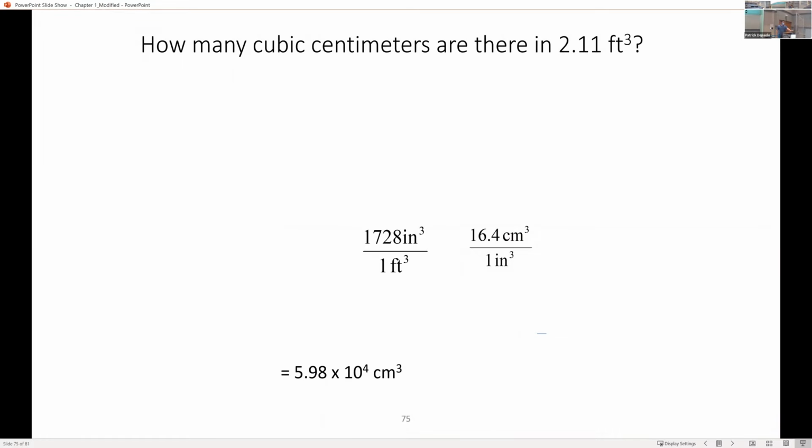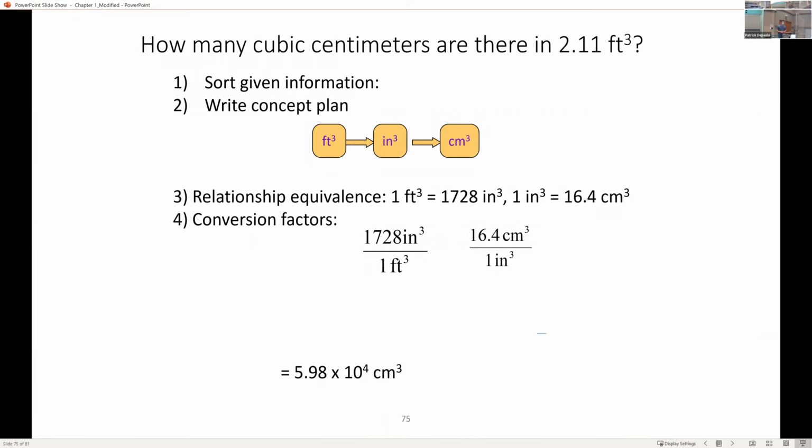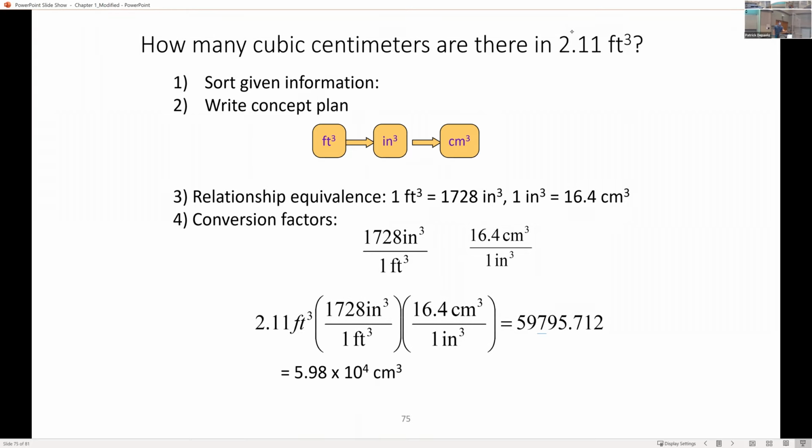All right, so here's one. How many cubic centimeters are in 2.11 cubic feet? Okay, so you're given cubic feet to cubic inches, which you can figure out by just cubing 12. And then you're given cubic inches to cubic centimeters, which we just did. So now you can use those numbers. You know the conversion from cubic feet to cubic inches, and from cubic inches to cubic centimeters. So you can do a two-step conversion in this pattern.